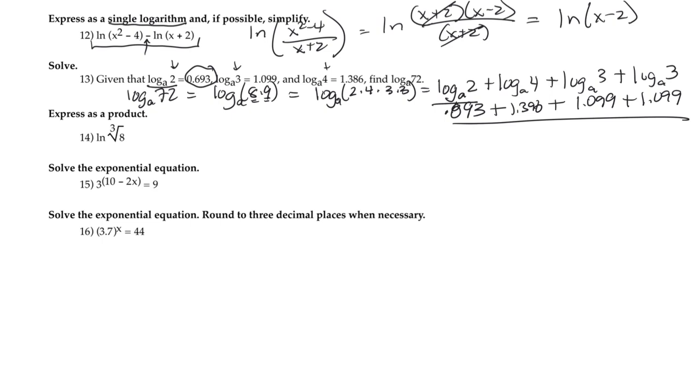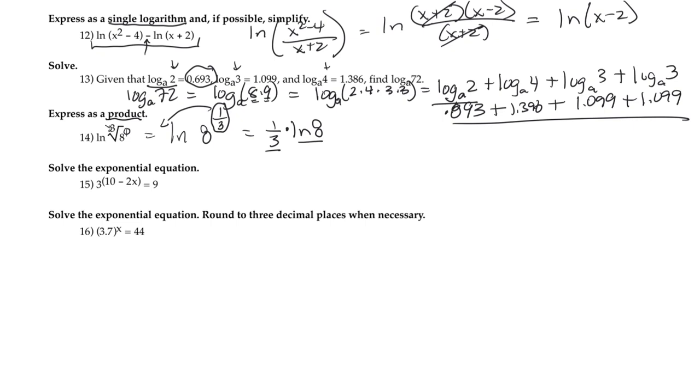This next one, 14, is one where first you need to change the radical to a fractional exponent. So I'm going to change that to 8, and then the fractional exponent, whatever this index is, goes on the bottom. Whatever the power of 8 is, and it's not written there, so I assume it to be a 1, goes on top. Then I can use the power rule to take that and put it out front. So it'd be 1/3 ln of 8. And that's a product, and it says express as a product, so there you go, something times something.